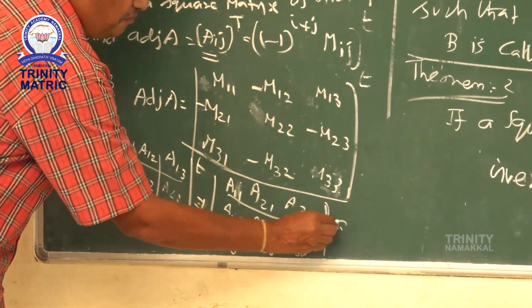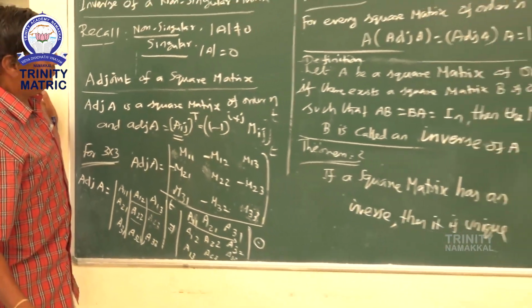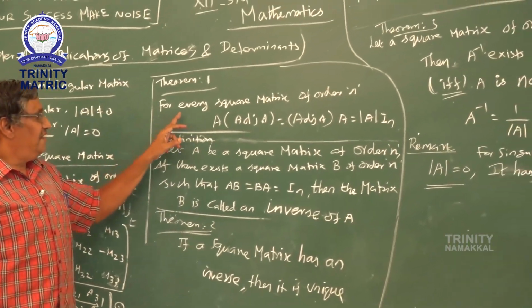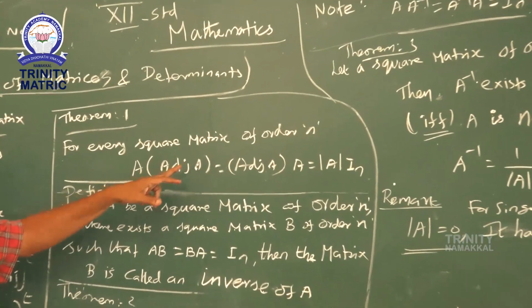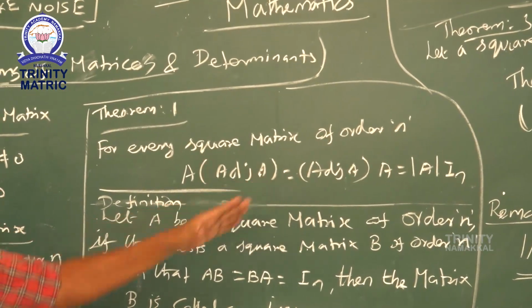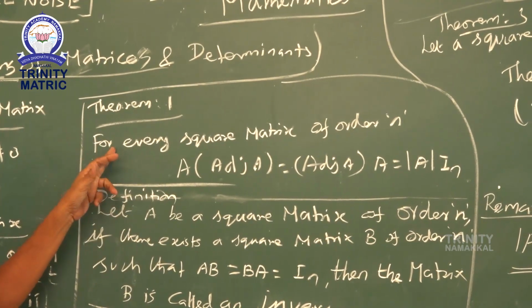I know that you are familiar with this already because you have learned it in 11th standard itself. Now we are going to 12th standard. The first theorem is: for every square matrix A of order n, A into adjoint A is equal to adjoint A into A is equal to determinant of A into I n. This is the first theorem.